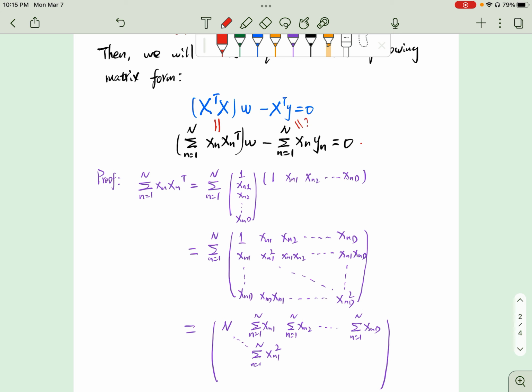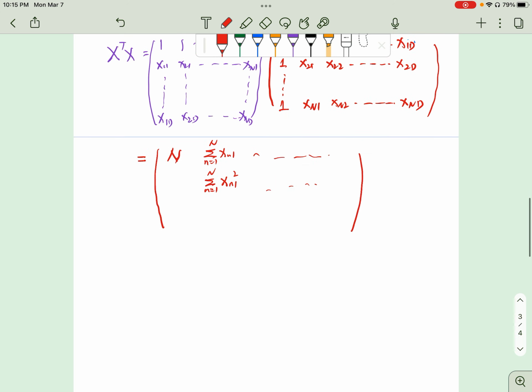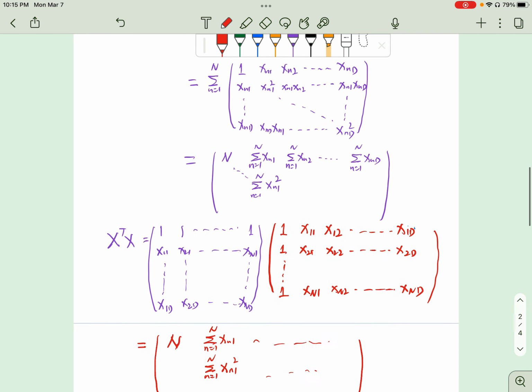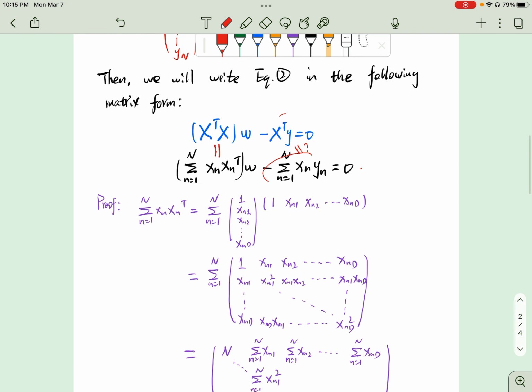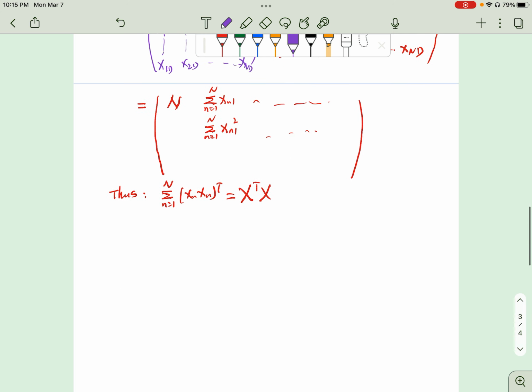And how about these two? Are they equal? Okay, let's prove it. So that's here. This one is equal to X. Okay, I have proved it. How about the next one? Okay, how about this one? I will use the similar methods.